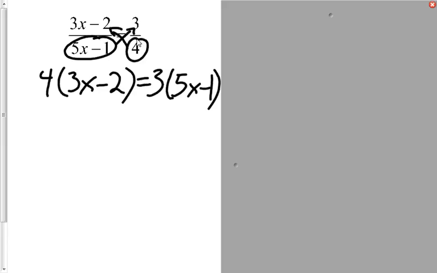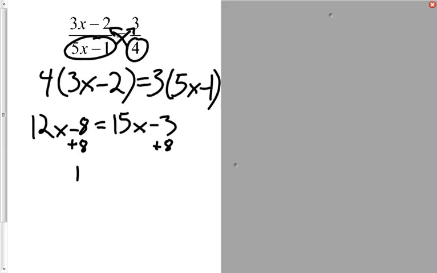From here, I would distribute the 4 through 3x minus 2 and get 12x minus 8. And I would distribute the 3 through 5x minus 1 and get 15x minus 3. Now, I will add 8 to both sides. So 12x equals 15x plus 5.